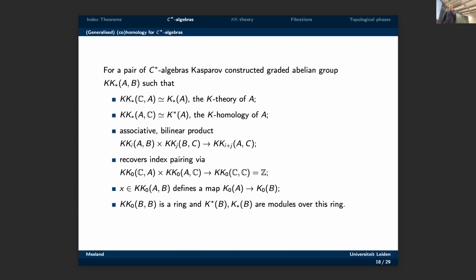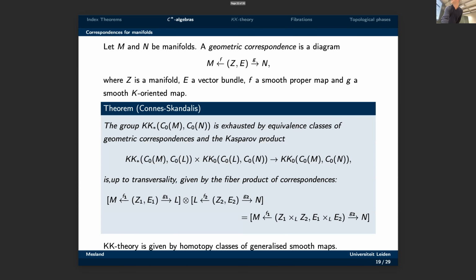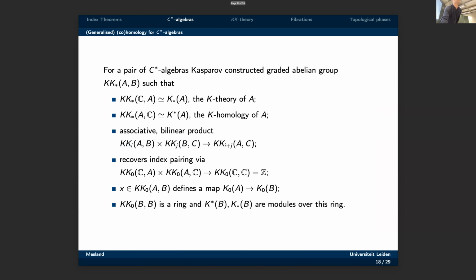Is there an analog for H? Is there something called an HH? Purely in topological context. You mean bivariant cohomology theory? Yeah, just ordinary homology that you can also combine. Yeah, so there exist bivariant theories in cohomology.